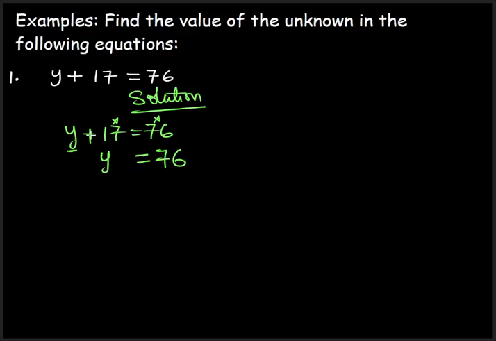Now, what are we crossing? We are taking plus 17. Remember, the sign of a number is the sign that comes before that number. So we are taking plus 17. And what would that give us? When we cross plus 17 down to the right hand side, the plus sign will change to minus 17. So our y will be equal to 76 minus 17, and that will give us 59. That's the solution for number one.